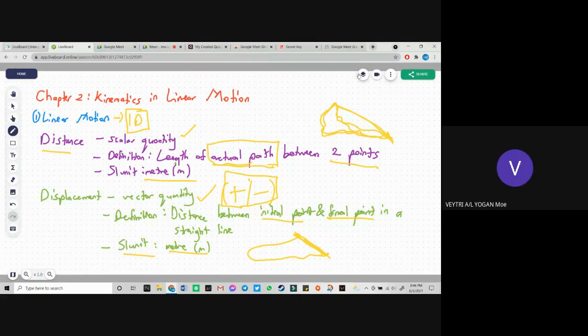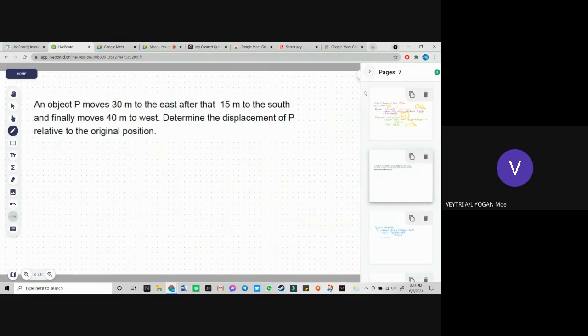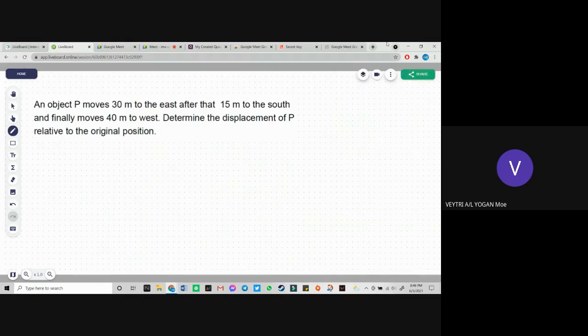Yes. Alright, thank you. Now, let's go to the second one. Now, let's try a question. Okay, this question tests you whether you know what's the difference between distance and displacement. Now, let's just try solving this question. Number one, baca dulu soalan tau. Jangan duk highlight. Macam subjek lain, maybe you can highlight. But for physics, baca dulu. You gotta know what chapter it is, what subtopic it is, and what they're talking about.